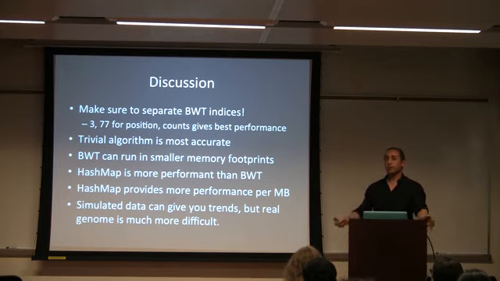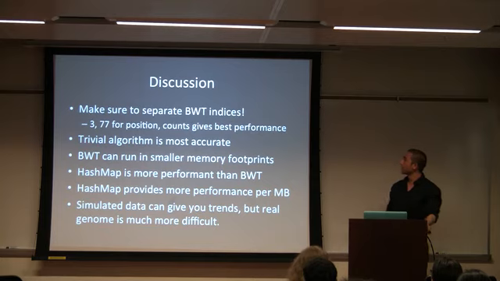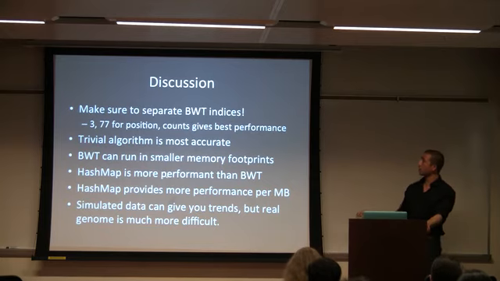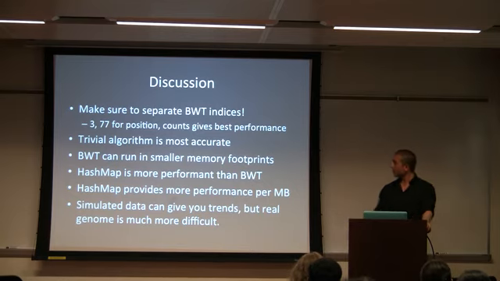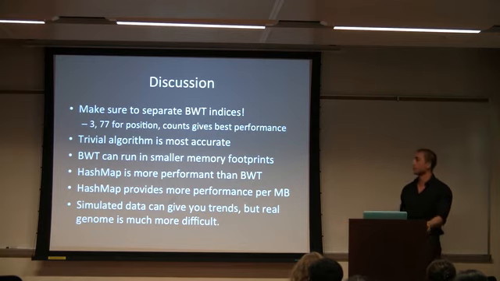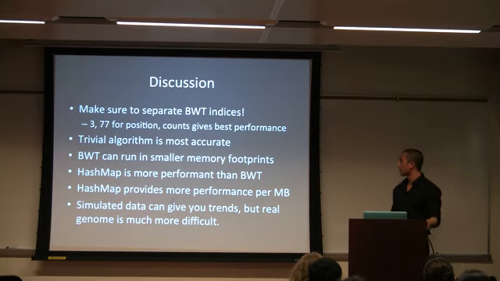The trivial algorithm is going to be the most accurate, even when you scale all the way out to 3 billion. It maintains a high level of accuracy. The smallest amount of memory you can run in is this Burroughs-Wheeler, while still maintaining an appropriate amount of throughput. HashMap is giving us the best performance as well as the best performance per megabyte, but it does require a system that has enough memory to run all that.